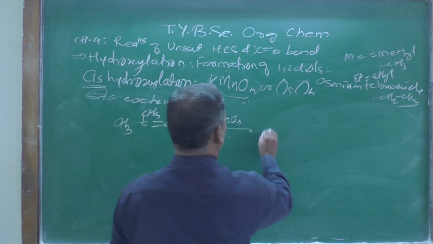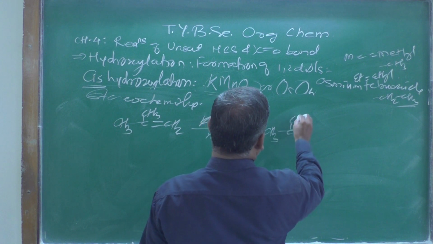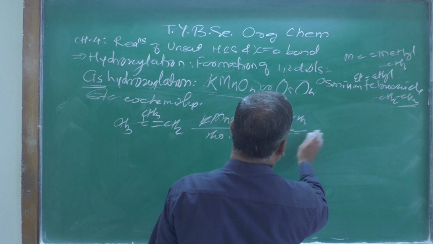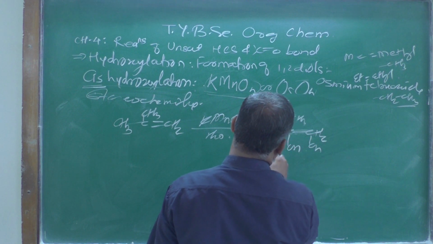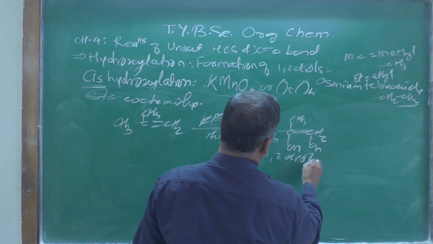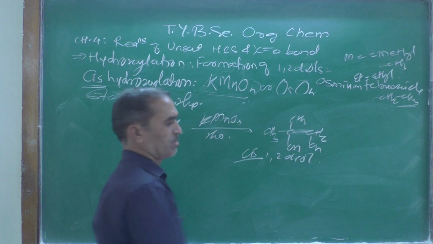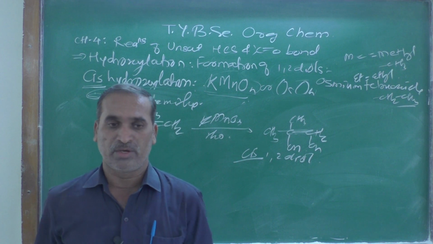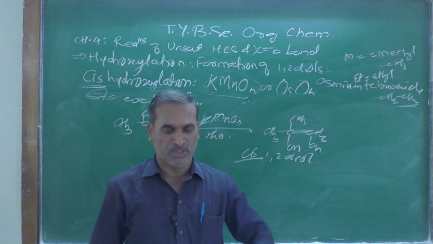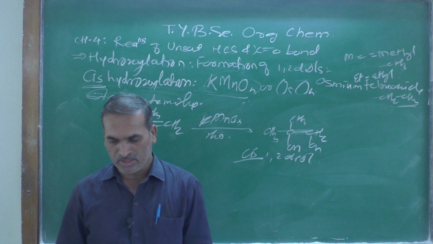The product will be CH3, CH2OH, and here OH, a 1,2-diol. What type of 1,2-diol is it? It is cis. We can give a number of examples, and now I hope you will be able to predict the product. There will be no doubt.